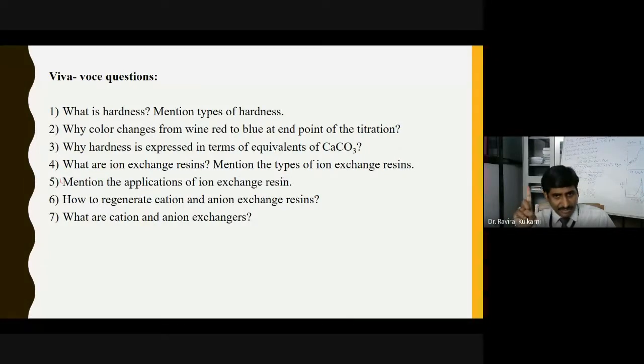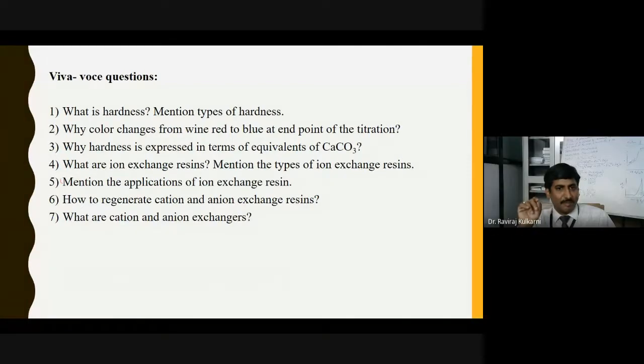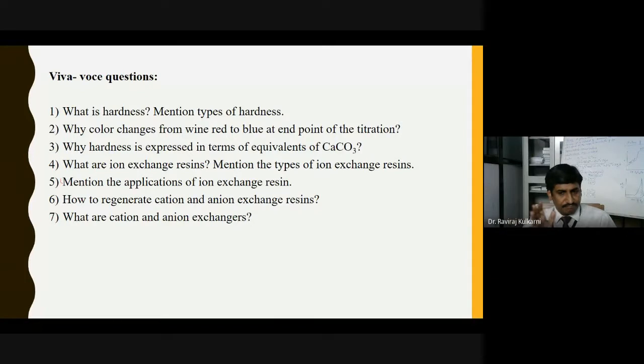What kind of titration it is? Complexometric titration, because we use complexing agent EDTA here.